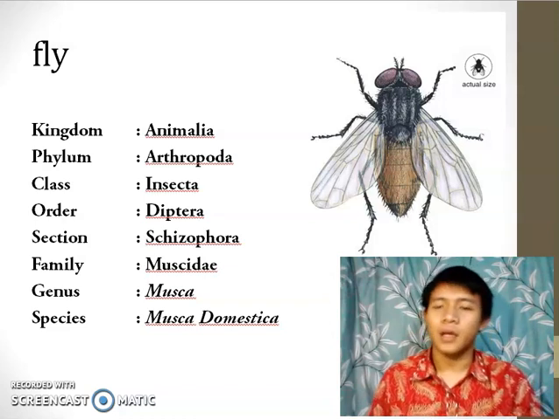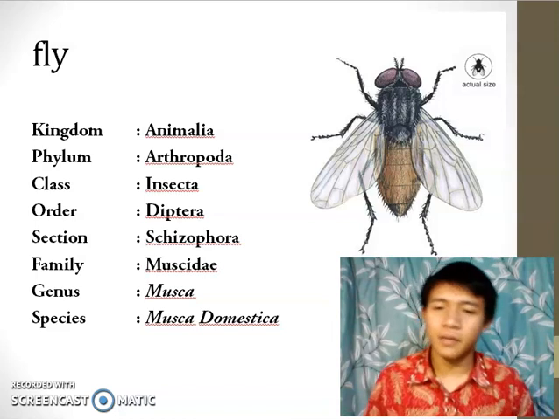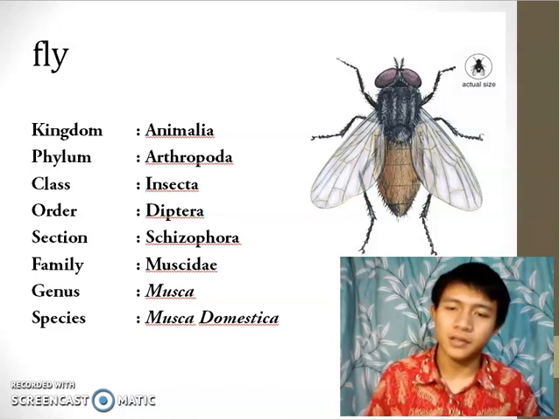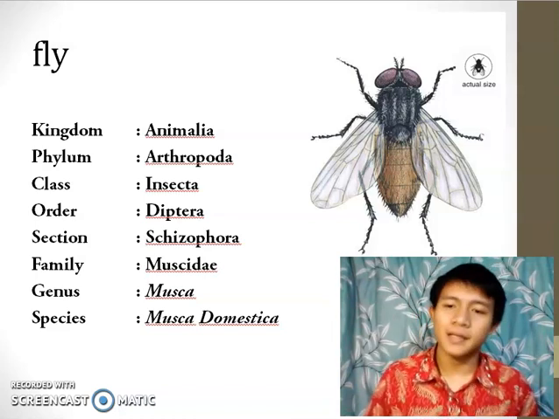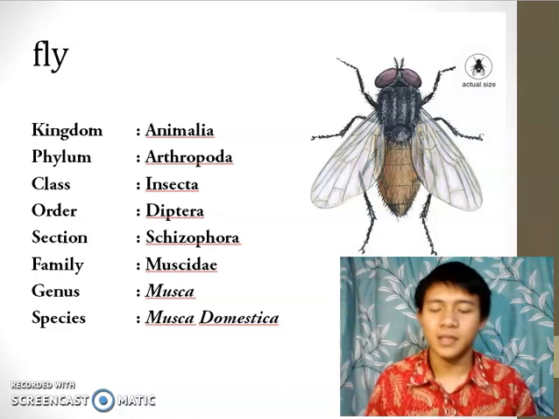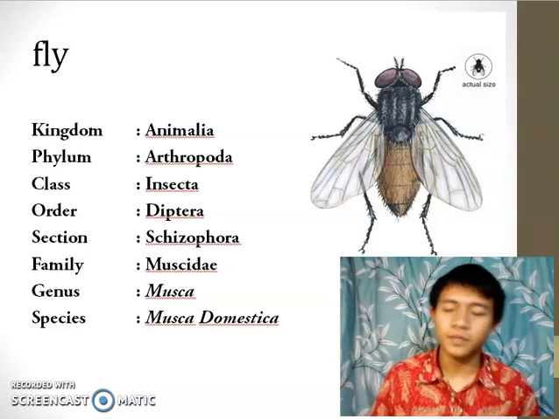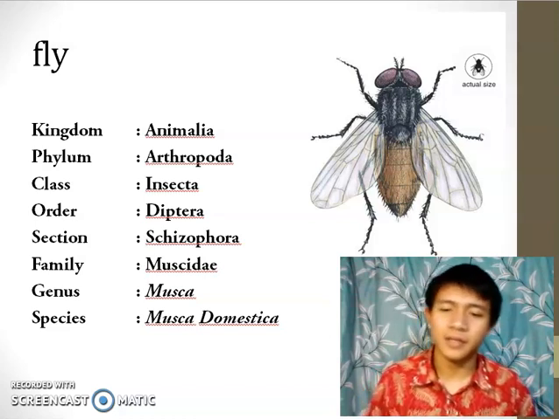Okay. This is the taxonomy of the fly. The kingdom is Animalia. The phylum is Arthropoda. The class is Insecta. The order is Diptera. The section is Schizophora. The family is Muscidae. The genus is Musca. The species is Musca domestica.